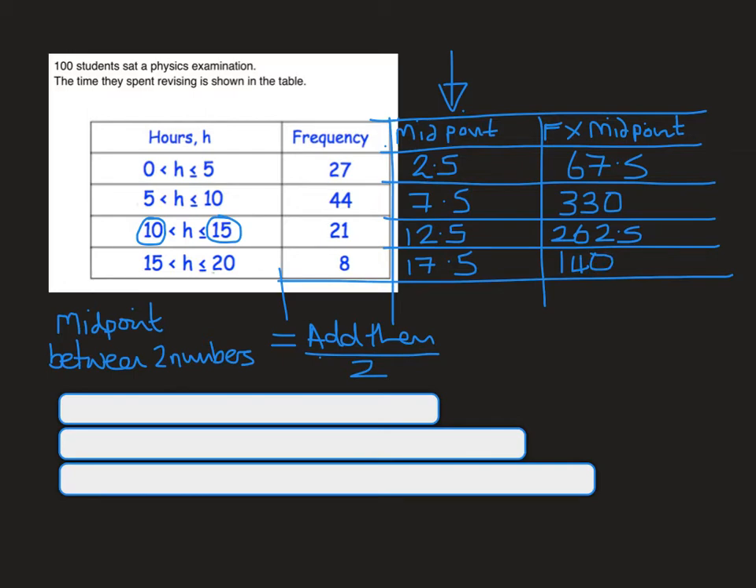Right, so let's follow the same routine. So we're going to add those all up in that column. And bizarrely, actually, that works out to give me 800. Now, the last step, so dividing. So what do we need to divide by?